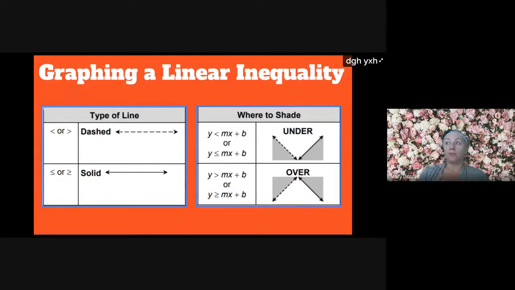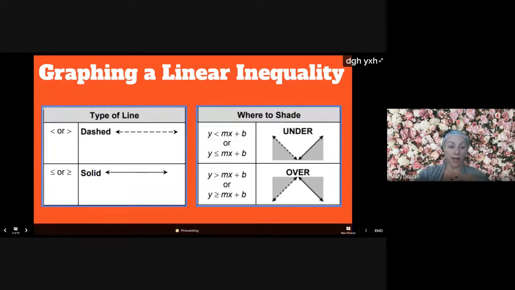But when we graph the linear inequality, instead of that equal sign, we're going to have one of these symbols here. So we could have less than, greater than, less than or equal to, or greater than or equal to. Depending on which symbol you have will determine which type of boundary line you will have. If it's the less than or the greater than, our line is dashed. If it's greater than or equal to, less than or equal to, it's going to be a solid line.